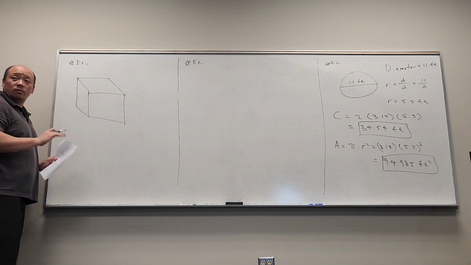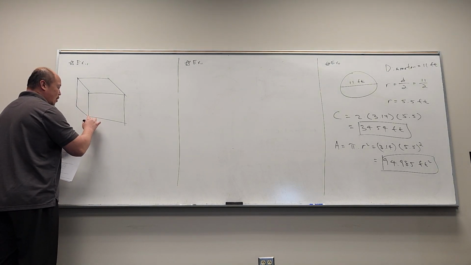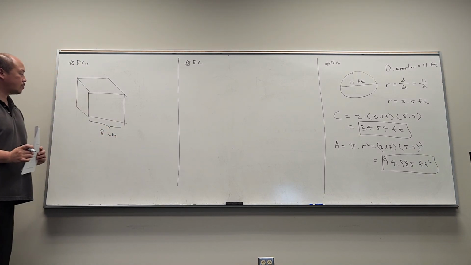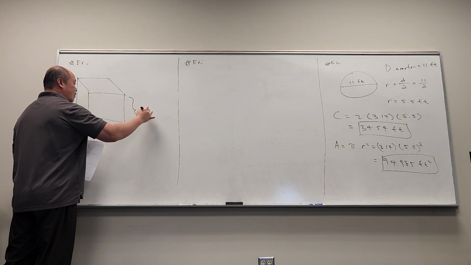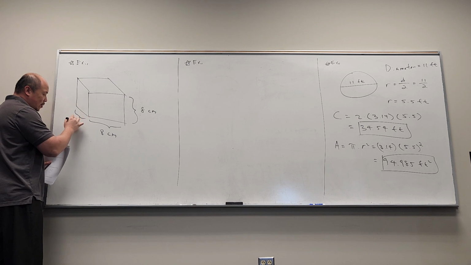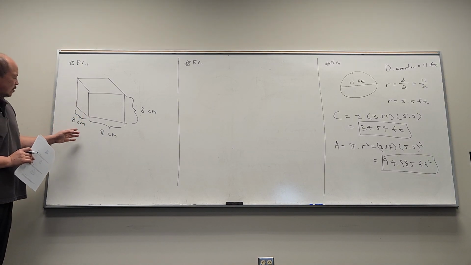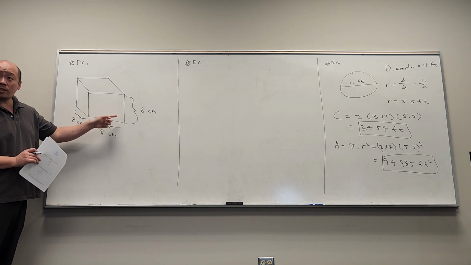So this is a cube, right? And let's say this is 8 centimeters, and this is also 8, and the depth is also 8. So you can think about this as length, width, and height.